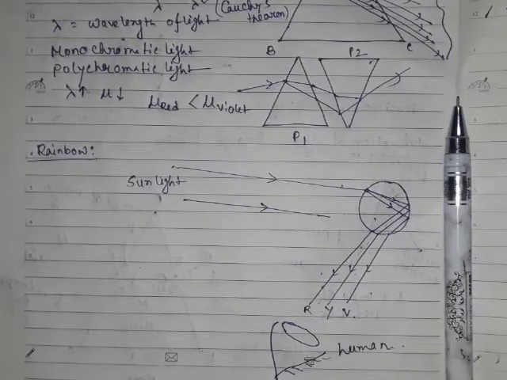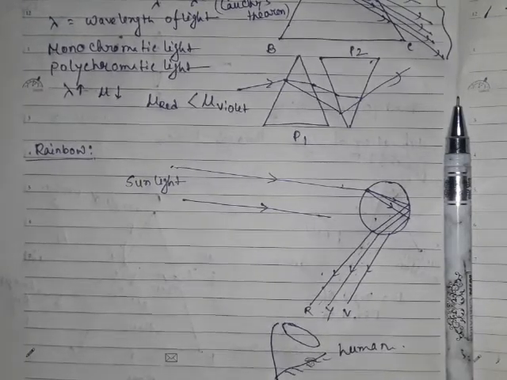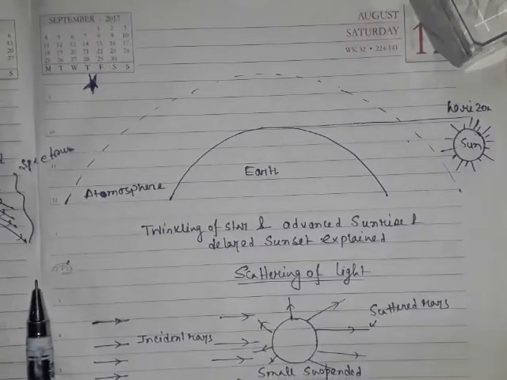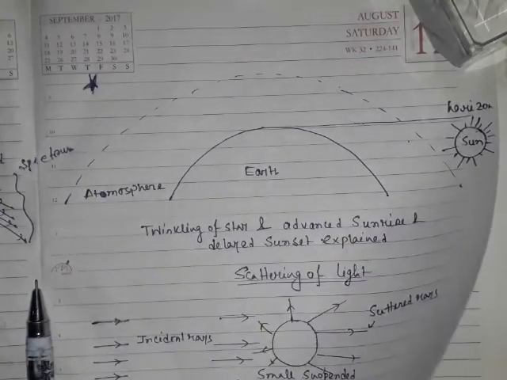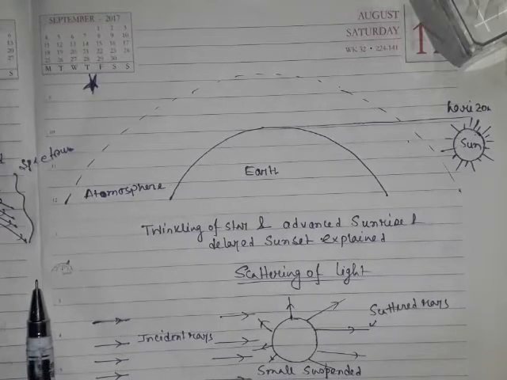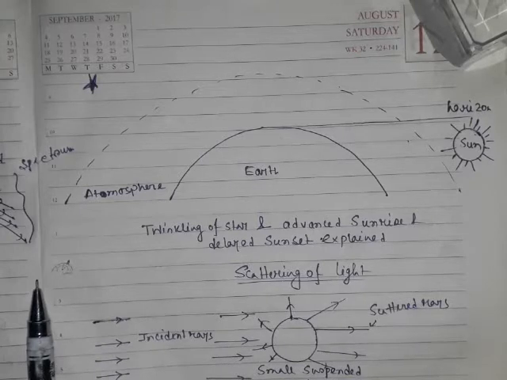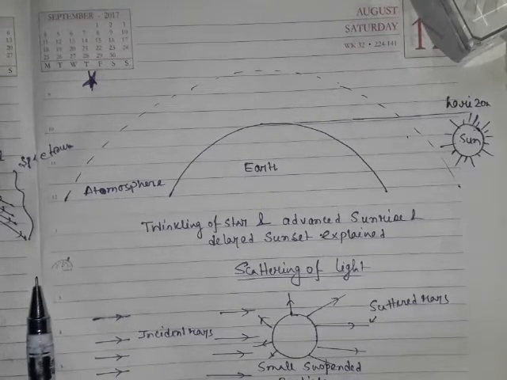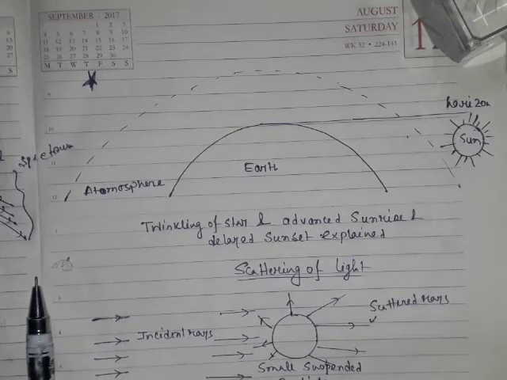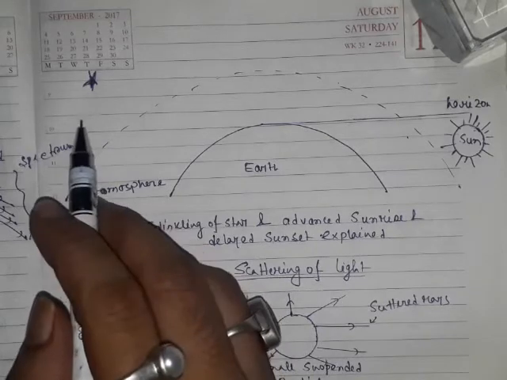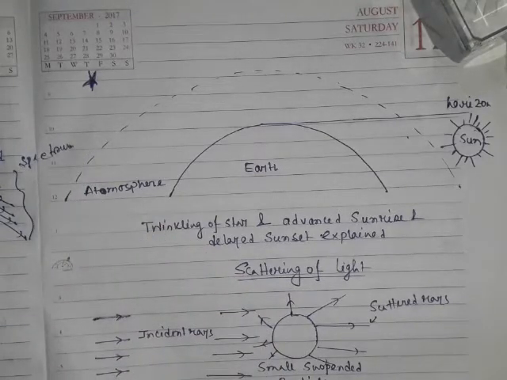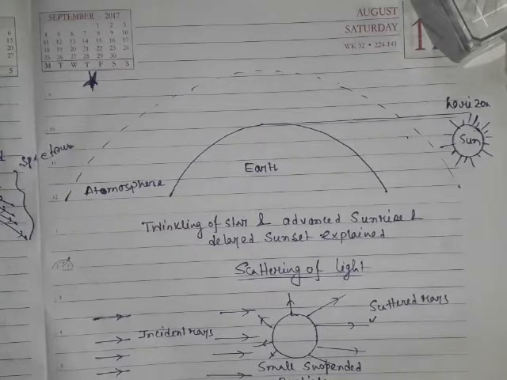Next we will learn about atmospheric refraction. Atmospheric refraction means the refraction from the atmosphere of the earth. As we know, earth has a belt of atmosphere around it. So the light coming from outside of the earth has to suffer some amount of refraction in this atmosphere, and then it will come to our eyes. First of all, the twinkling of a star can be explained on the basis of atmospheric refraction.